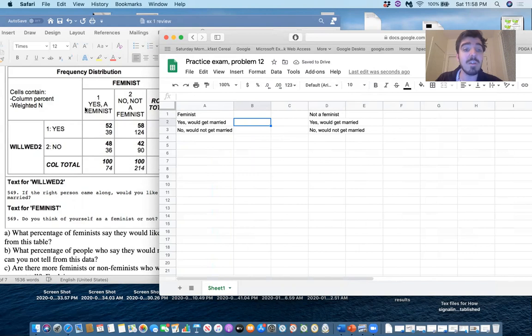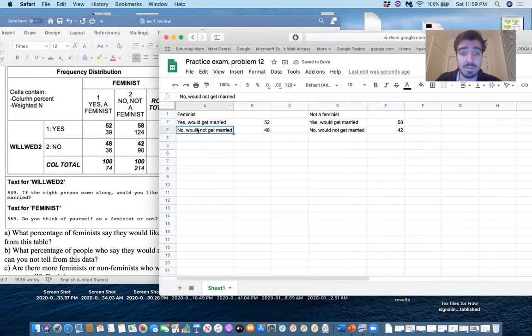Within the feminist pie, we can put in some numbers. We see that of the people who said yes, I'm a feminist, 52% of them said they would get married if the right person came along. Of the people who said they were feminists, 48% of them said no, I would not get married, even if the right person came along. And looking at the similar percents for not a feminist, we get 58 and 42.